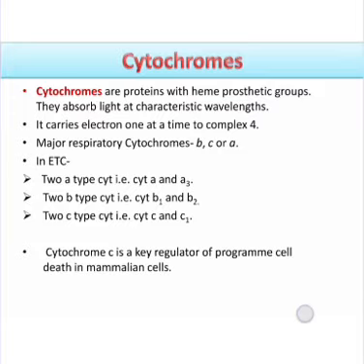Cytochromes. Cytochromes are proteins with the heme prosthetic group. They absorb light at characteristic wavelengths. They carry electrons one at a time to complex 4. Major respiratory cytochromes B, C, or A in the electron transport chain: there are two A-type cytochromes, that is cytochrome A and cytochrome A3, two B-type cytochromes, that is cytochrome B1 and cytochrome B2, and two C-type cytochromes, that is cytochrome C and cytochrome C1. Cytochrome C is a key regulator of programmed cell death in mammalian cells.